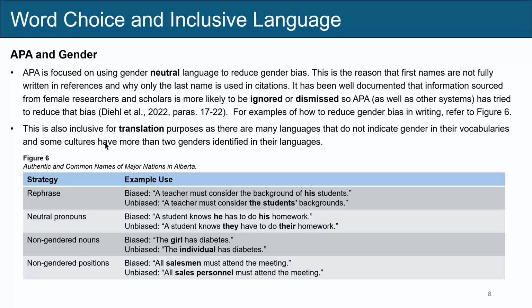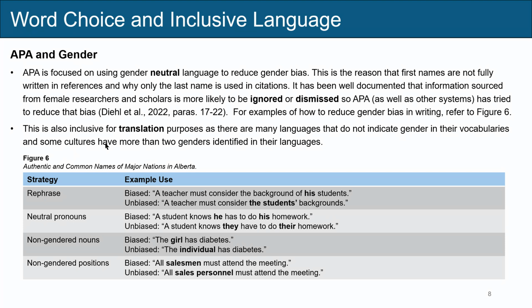Another thing that we have to be considerate about is how we speak about gender and sex. APA is very focused on the use of gender-neutral language to reduce implicit, so inside our head, gender bias. One of the reasons, and as you go into the next module and you do a lot of work on APA citation and formatting, one of the things you'll see is that we don't write out first names. In the references, we'll use an initial for first and a middle name if they have it, but we won't ever write them out. In the citations, we only ever use the last name.